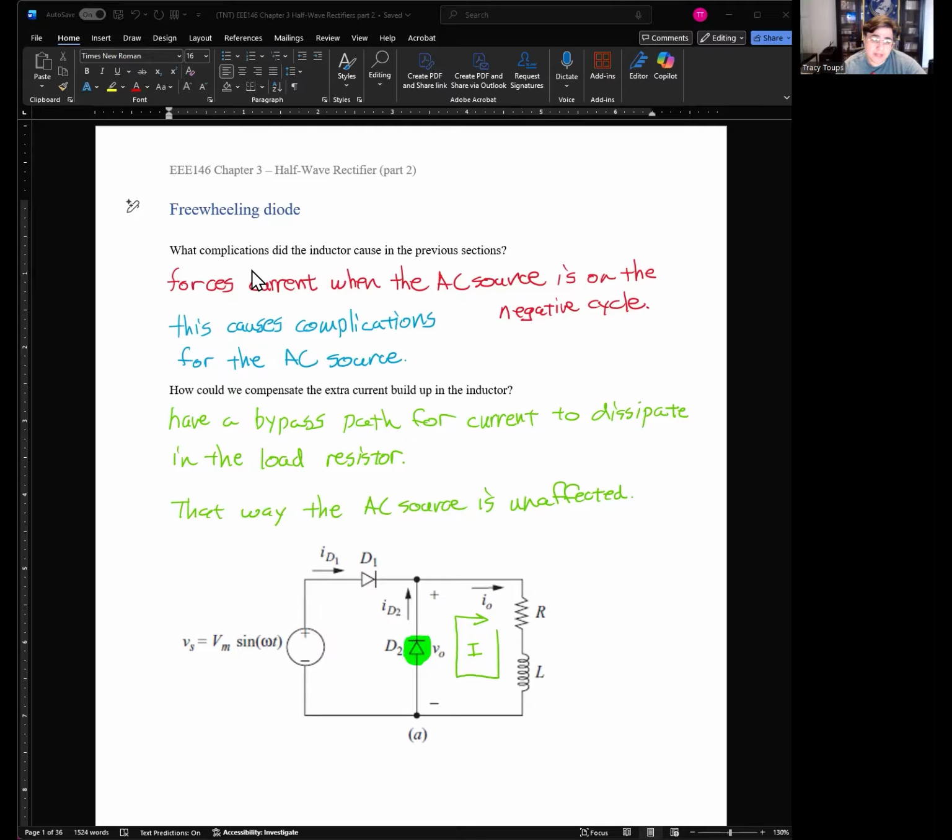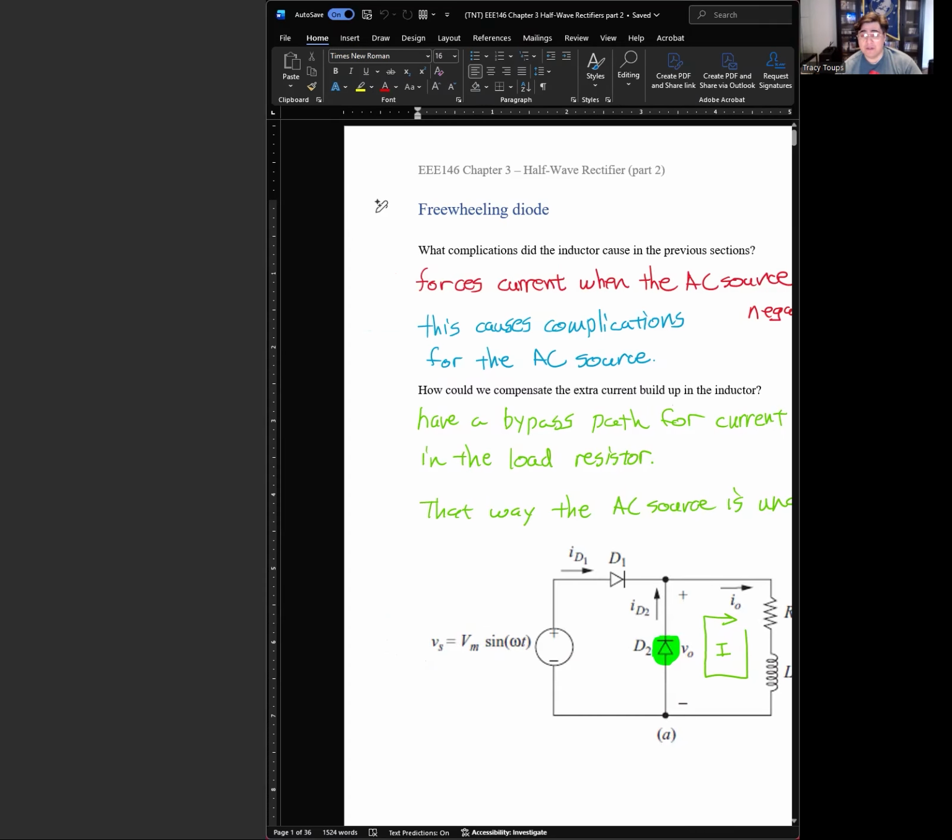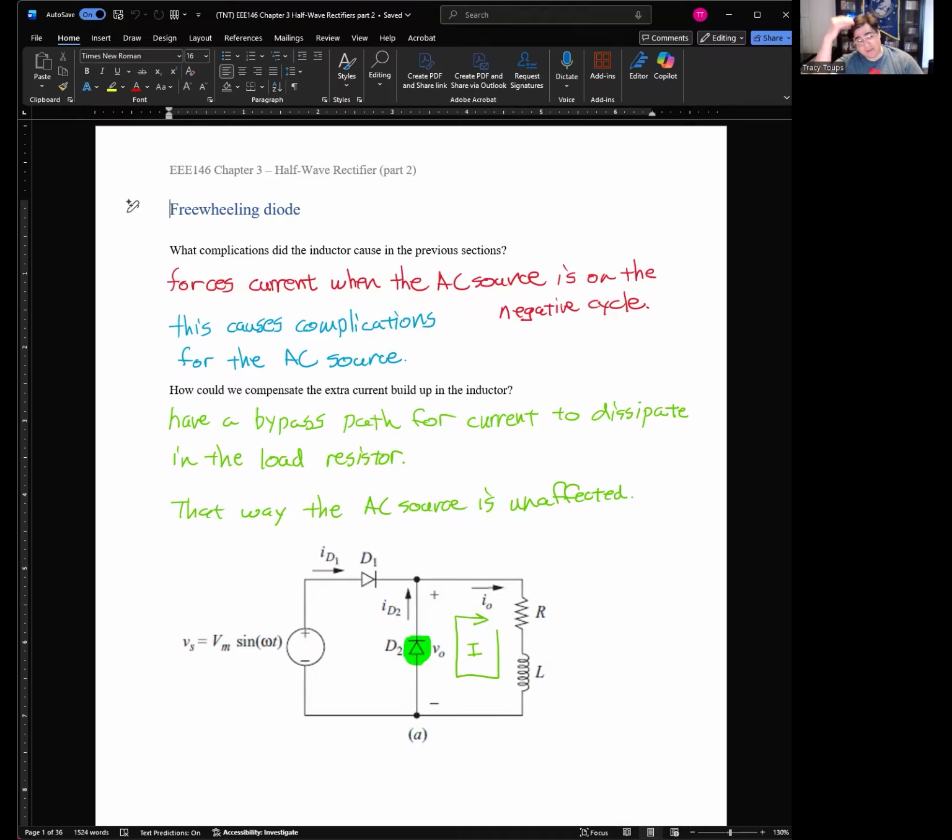If you remember from last time, one of the big complications of having an inductor, what did it cause? Remember, it forces a current when the AC source is on its negative cycle. And an inductor does not want to stop. It wants to keep on going. So you're going to have negative voltage on the output for the current to flow, which isn't really ideal. We want to have a higher voltage, not a negative voltage. But the inductor forces it.